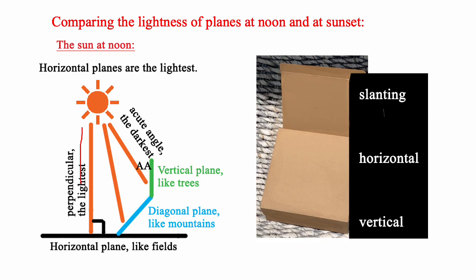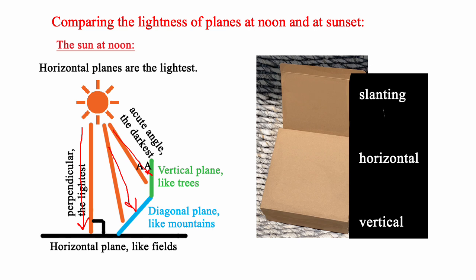At noon, the horizontal planes, like fields, get the most light. The diagonal planes, like mountains, receive less light. And finally, the vertical planes, like trees, receive the least amount of light. But it's hard to show this with landscapes since there are other competing factors like atmospheric perspective and the actual value of things like trees being dark.